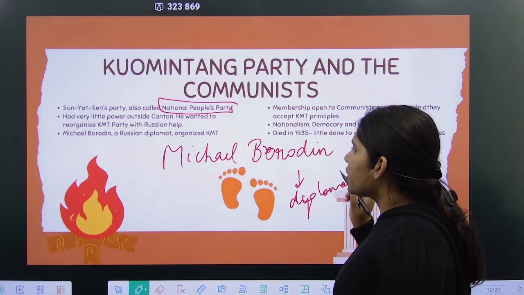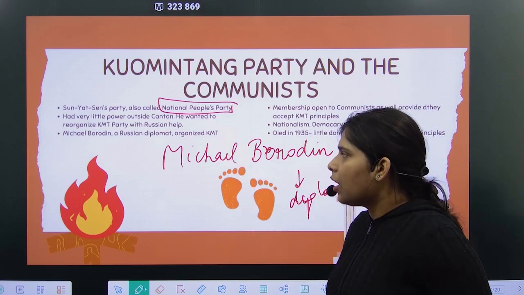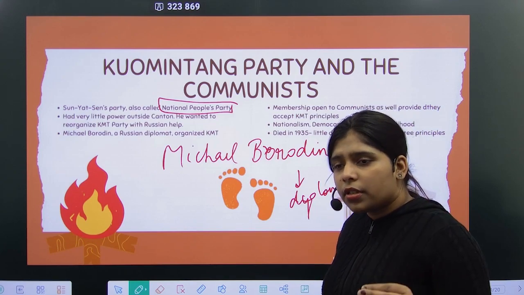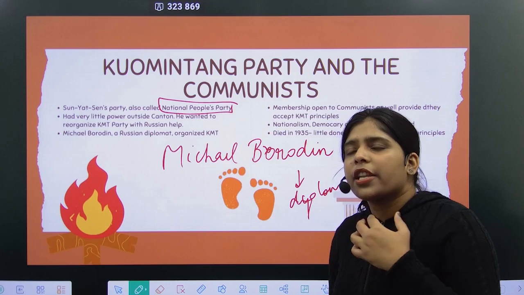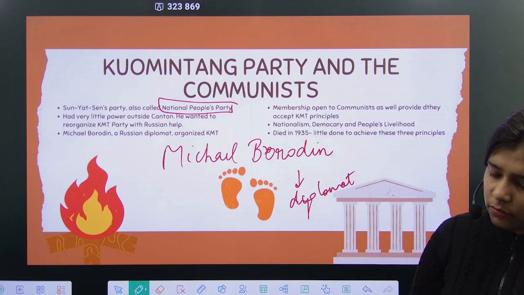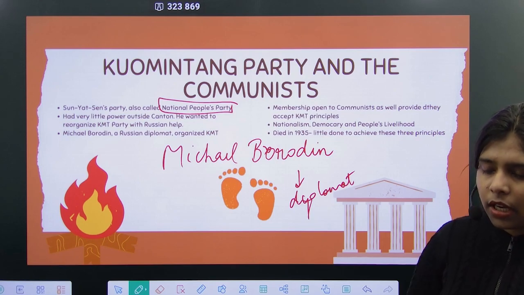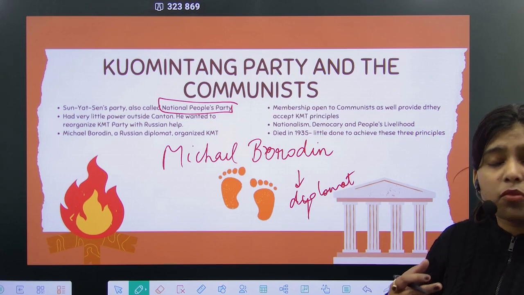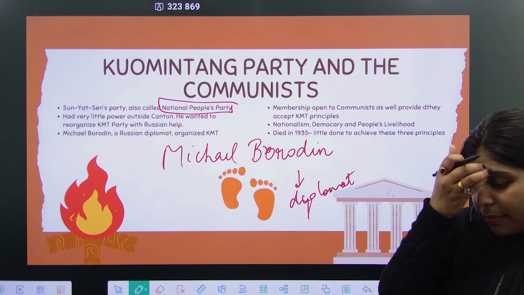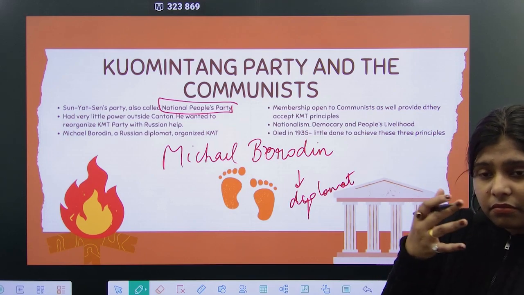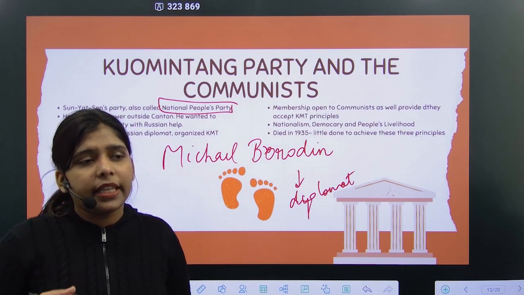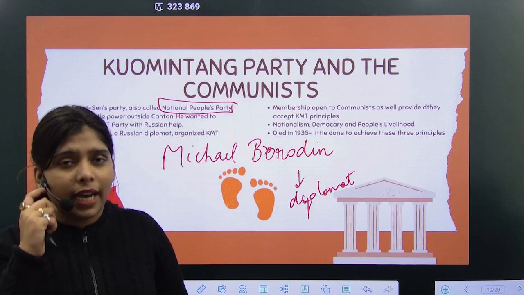Michael Borodin trained the people in the KMT party, the soldiers in the KMT. He trained the people and organized the KMT party. The members had become more disciplined through his training. So he played a very big role in organizing the party, or rather reorganizing it and bringing it to the front of what parties look like nowadays.